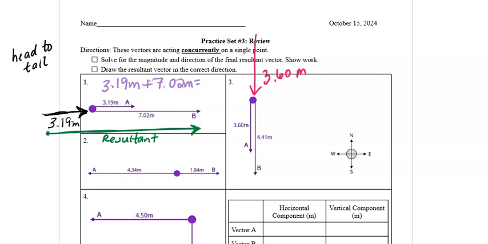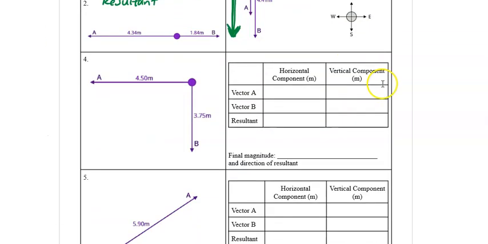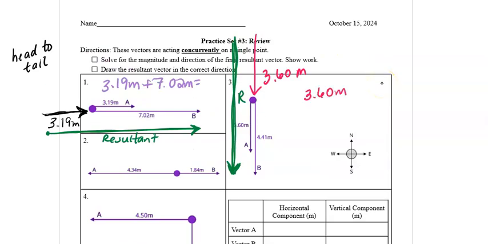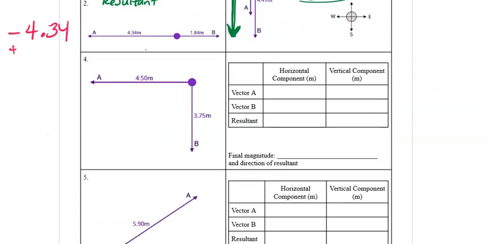Same thing with number 3. Notice how they're both pointing down, so they're just going to be one very long arrow like that. So let's go ahead and just add those out. 3.6 plus 4.41 is going to give you something like 8 meters. Number 1, that's going to give you about 10 meters.